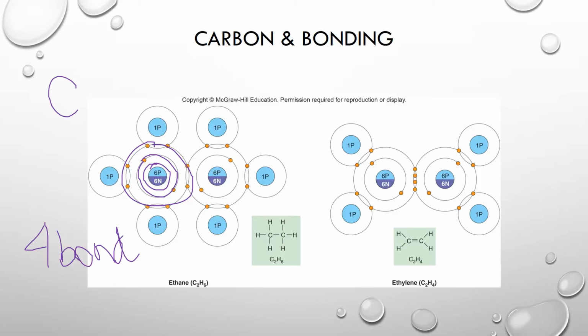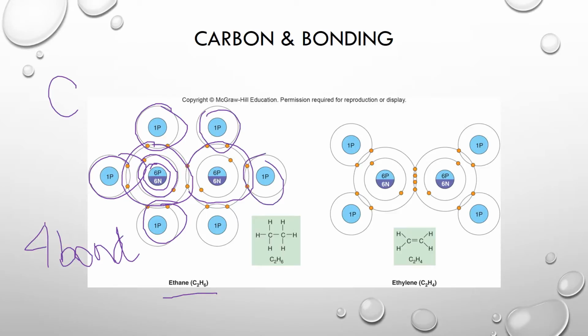Here it has a bond with a hydrogen, another hydrogen, and a third hydrogen, and then this last bond is with another carbon. And so here what we have is the molecular formula for ethane, C2, because we have 2 carbons, and then we'll have 6 H's because we'll see what is attached within this molecule.